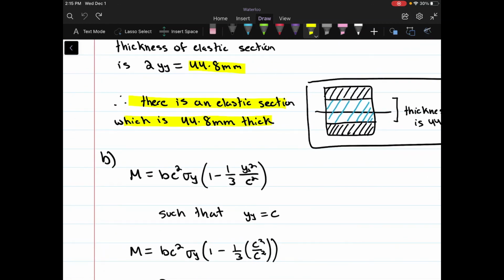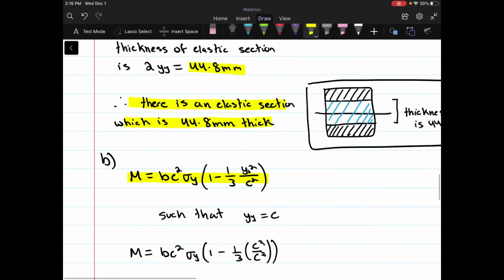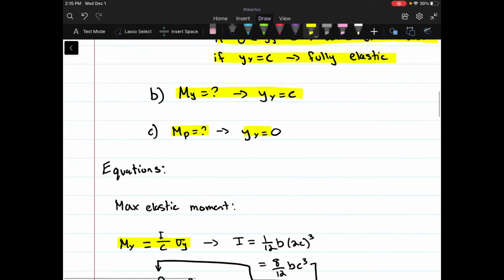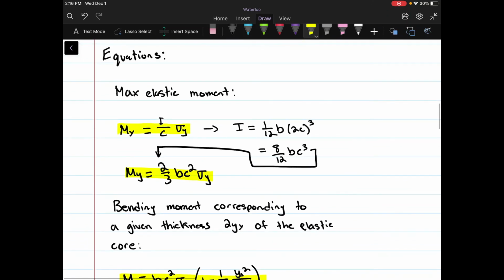Next, we want to use the same equation to solve for the maximum moment that will result in a fully elastic cross-section. Along the way, we will also derive an expression that represents the maximum moment that results in a fully elastic cross-section for a rectangular cross-section. That expression was outlined above, over here.